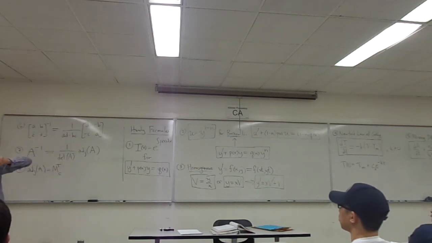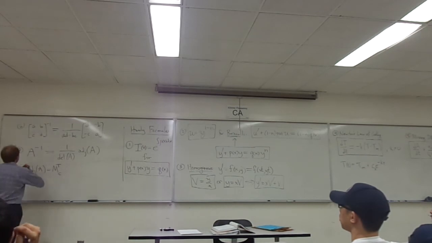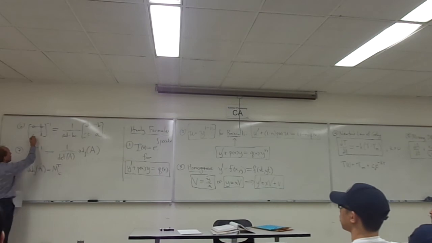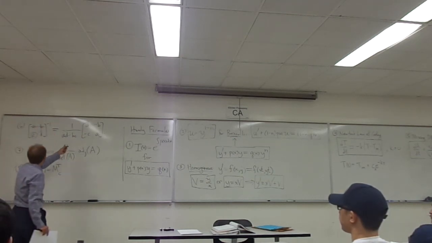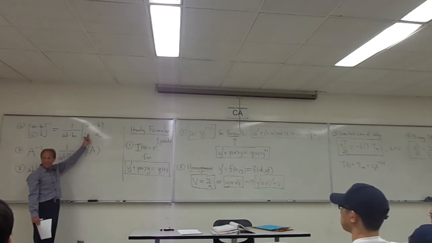I did not say the 1,2 minor. I said the 1,2 cofactor. So for the 1,2 cofactor, I cross off that row and column. This is what I get, right? But I have to take a negative of that. So the 1,2 cofactor is negative C. When I do the adjoint, I'm going to transpose that from the 1,2 position down to the 2,1 position, and that's why I get negative C right here.